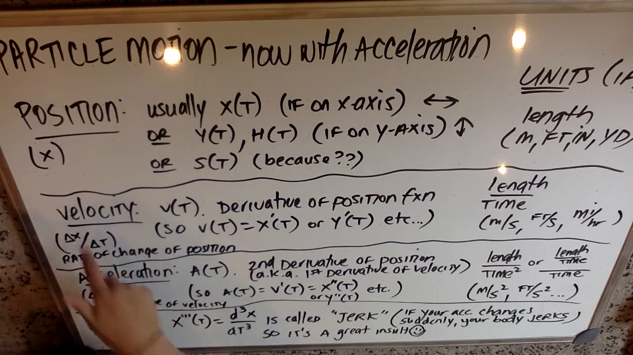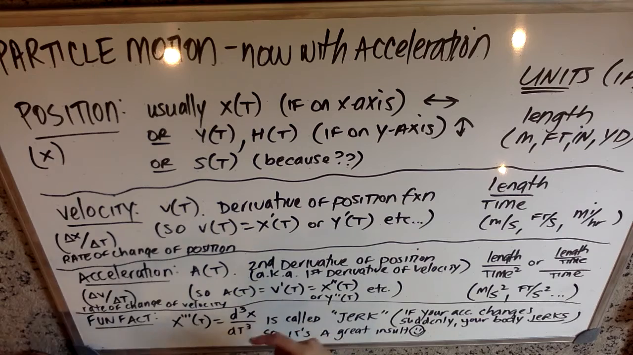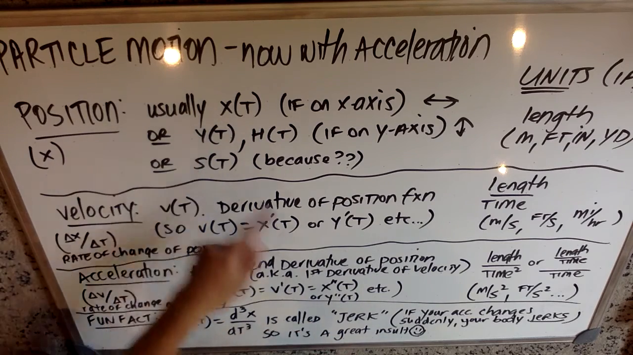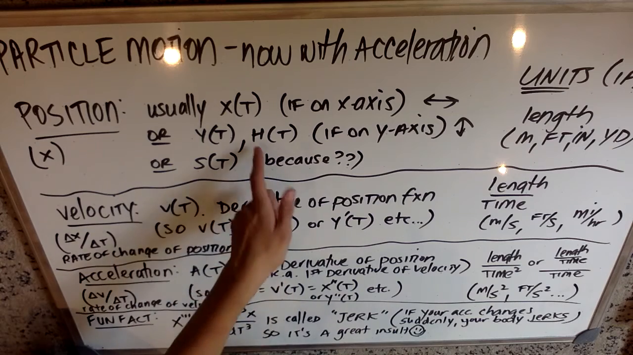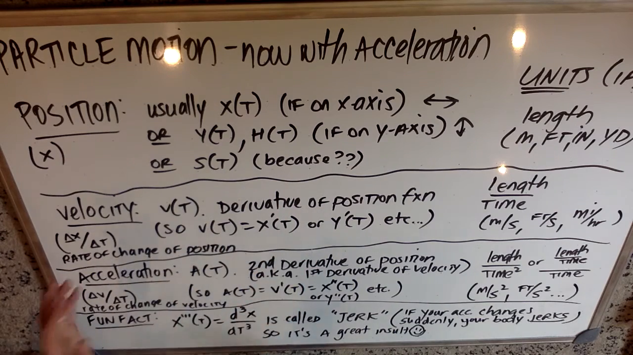Now, in the examples, I've been mostly using x of t just to show you, but obviously if your position was y of t, then your velocity would be y prime of t, not x prime. If your position was h of t, we'd be talking about h prime of t, etc.